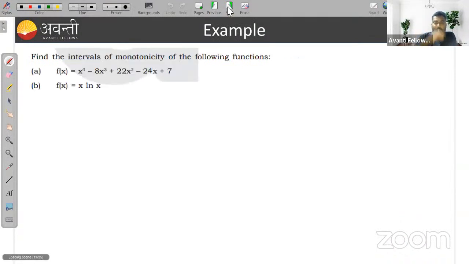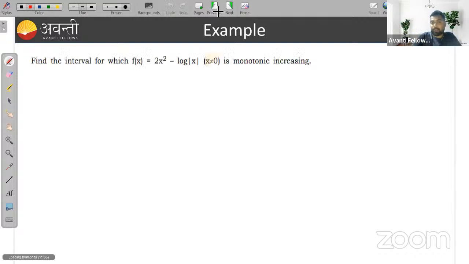Now take these questions as your homework. You can take a screenshot of the screen and try these two questions in your room. Find the interval of monotonicity of the following functions. Check whether the functions are increasing or decreasing, and where it is increasing and where it is decreasing, like the previous example I solved here.